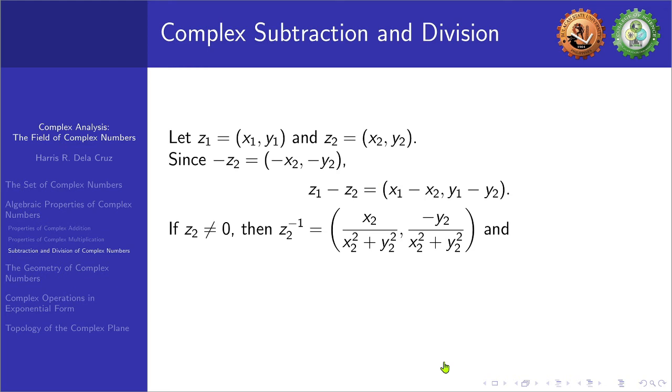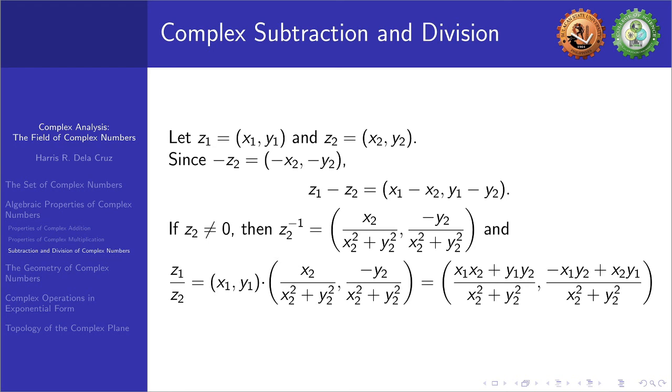Now, looking at the components of C1 and C2, since C2 is not the zero element, we can get the multiplicative inverse of C2 as follows. For the real part, we have x2 all over x2 squared plus y2 squared. And for the imaginary part, we have negative y2 all over x2 squared plus y2 squared. Now, using this value, we can compute the product of (x1, y1) and the multiplicative inverse of C2. And so, we have this quantity.